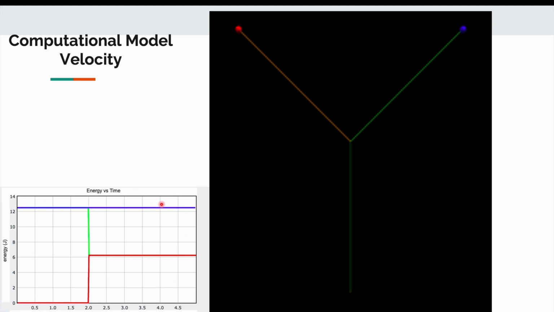And here's the energy over time. Here we have the energy of one ball, here's the energy of the second ball, and here is the total energy of the system. And as we can see, the energy remains constant throughout, showing an elastic collision.